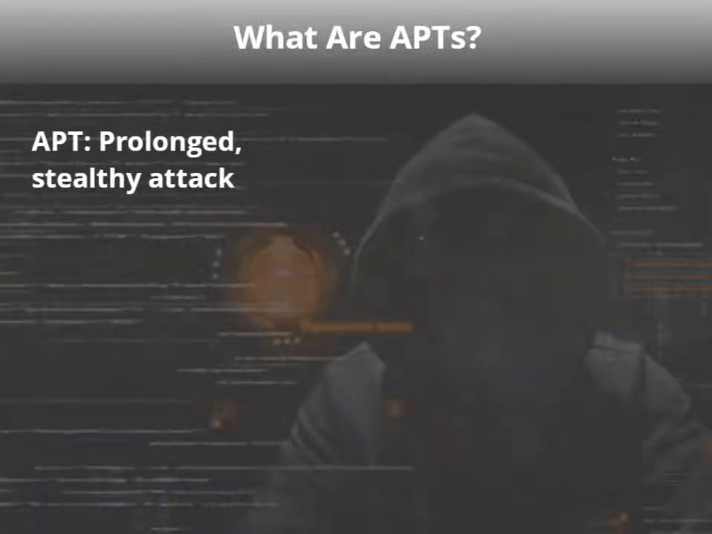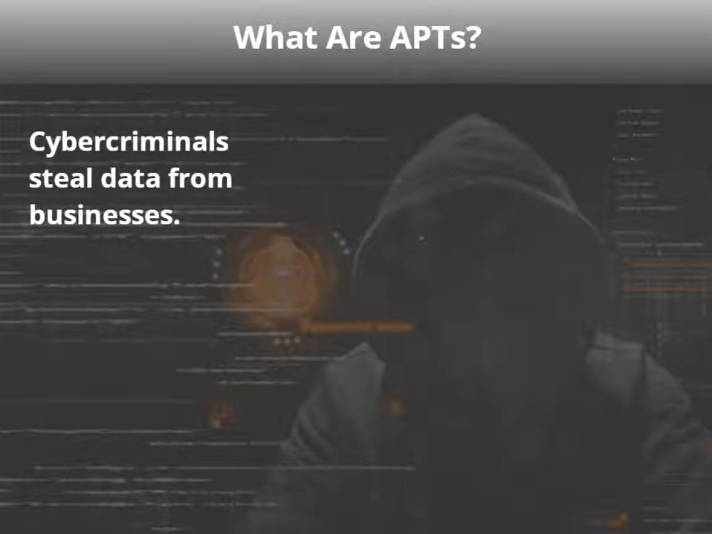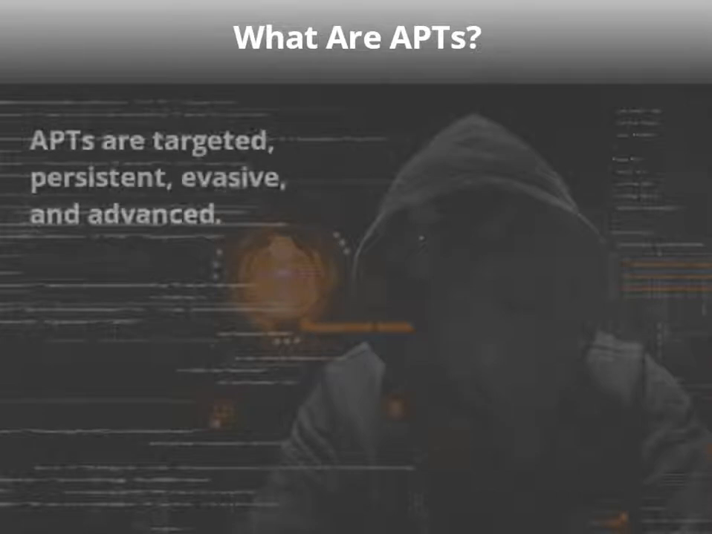APT refers to a prolonged, stealthy attack that is generally difficult to detect and may go on for many months before being discovered. Though the term originally referred to nation-states engaging in cyber espionage, APT techniques are now also being used by cyber criminals to steal data from businesses for financial gain. What distinguishes an APT from other threats is that an APT is targeted, persistent, evasive, and advanced. A key difference between most malware and an APT is the APT's ability to persist, that is, to evade detection by network security controls while still collecting and extracting data.